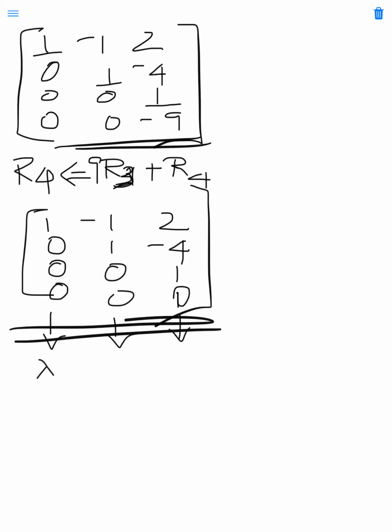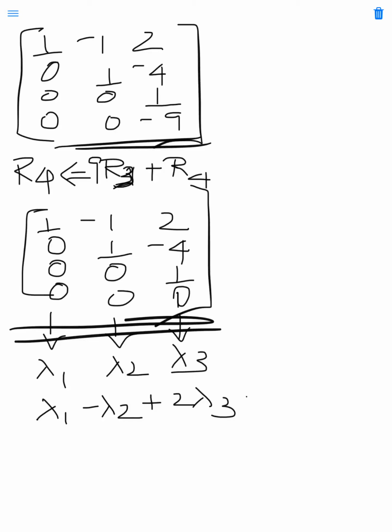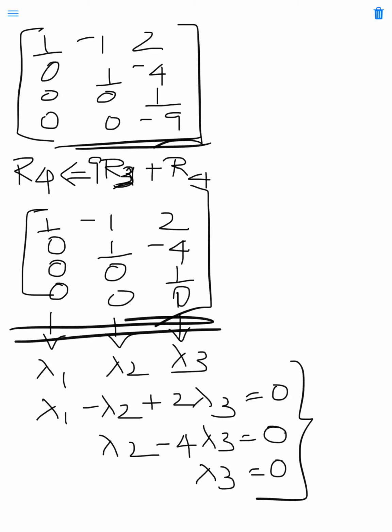Here each column will be representing the variables lambda 1, lambda 2 and lambda 3, and we are having a pivot variable in each column. So we can derive equations like lambda 1 minus lambda 2 plus 2 lambda 3 equal to 0. Then lambda 2 minus 4 lambda 3 equal to 0. And finally lambda 3 is equal to 0. These are the equations that are derived.